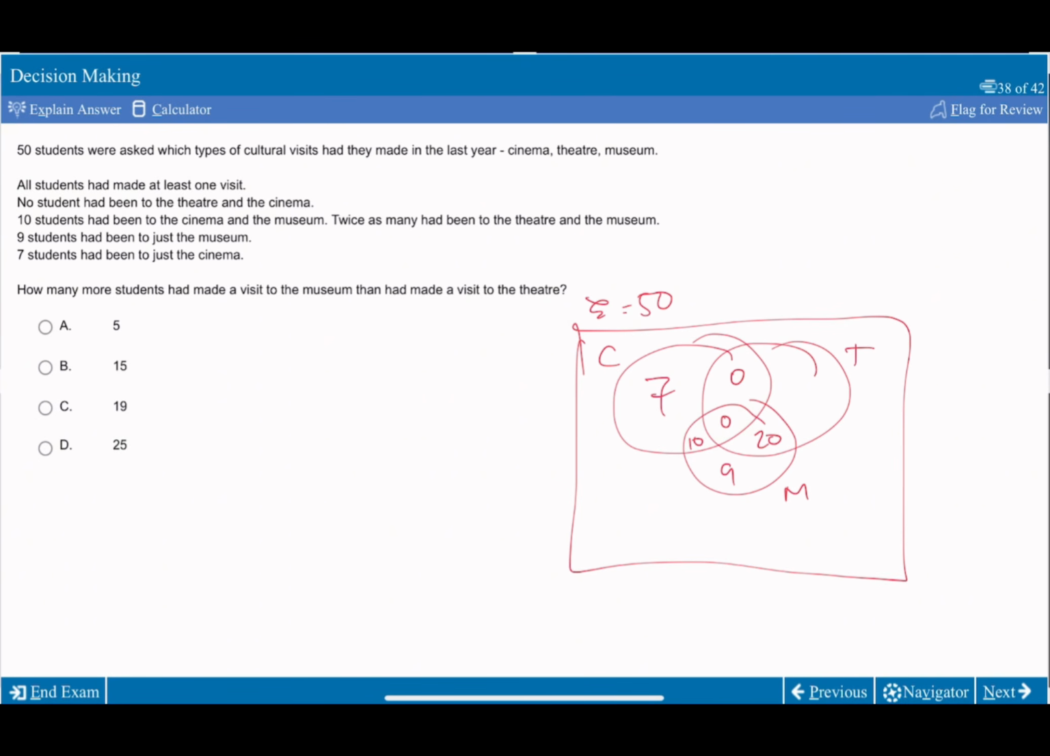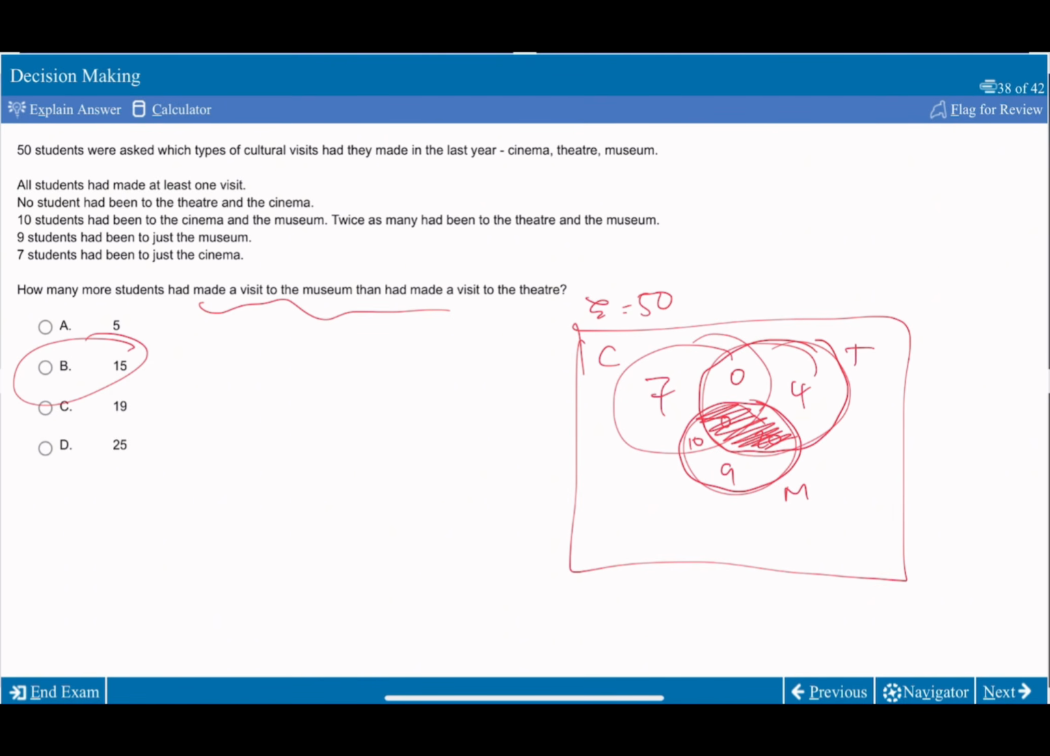So 7 plus 10 plus 10 plus 20 is 30, plus 7 is 37, plus 9 is 46, so 4 in here. How many more had made a visit to the museum than to the theatre? So here, the bit in the middle is common to both, so I'm going to ignore it. So now it's just a comparison of 19 and 4. I could add up the 20 on both, but it's not going to play a part. So 19 minus 4, the answer is 15.